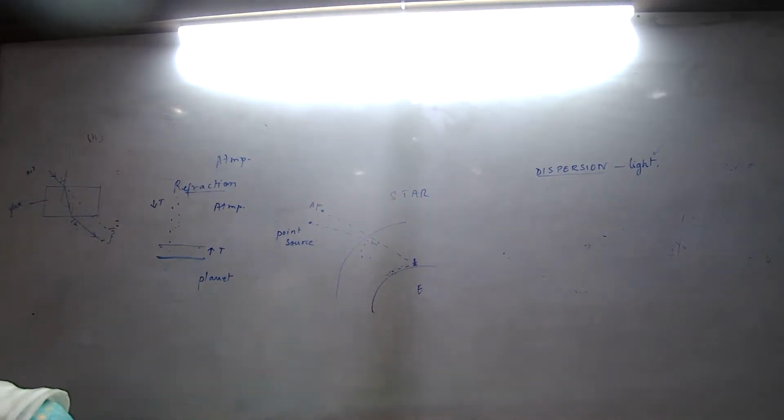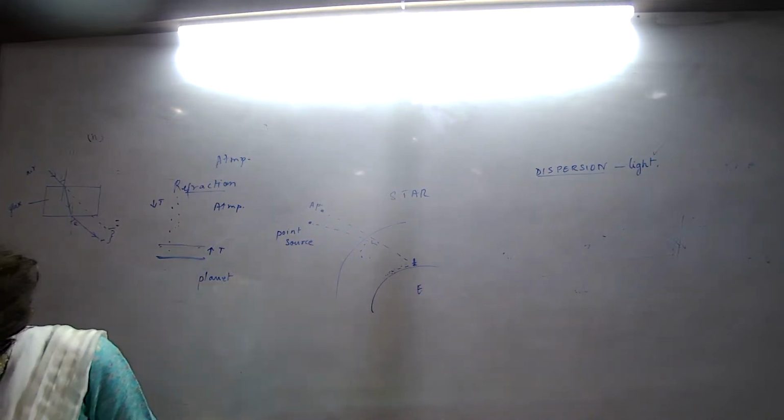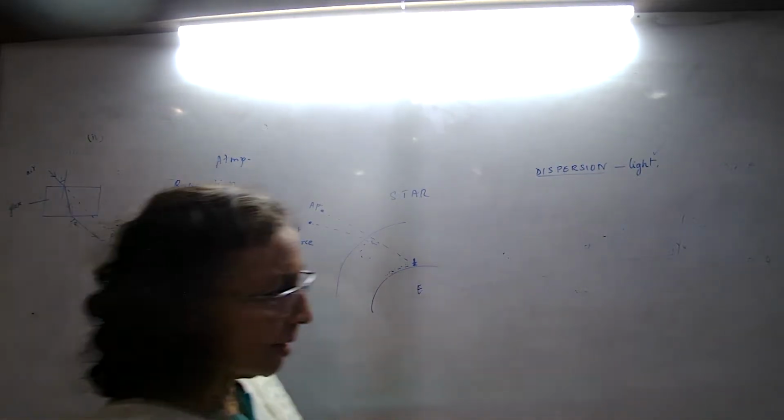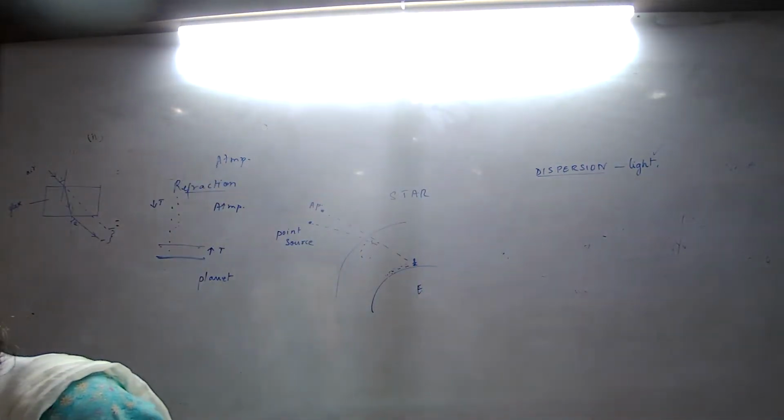Come. Advanced sunrise and delayed sunset. Now we have completed two important factors. One was regarding the twinkling of the stars, and the next thing was regarding the planets. Now we are going to be talking about advanced sunrise and delayed sunset. That's another concept which basically you need to know.